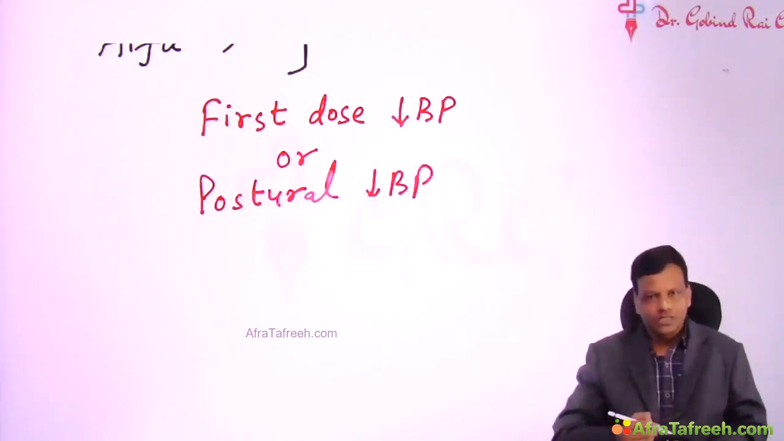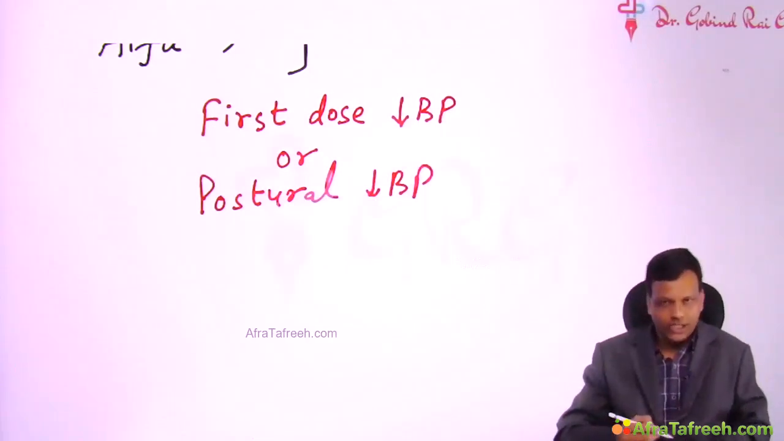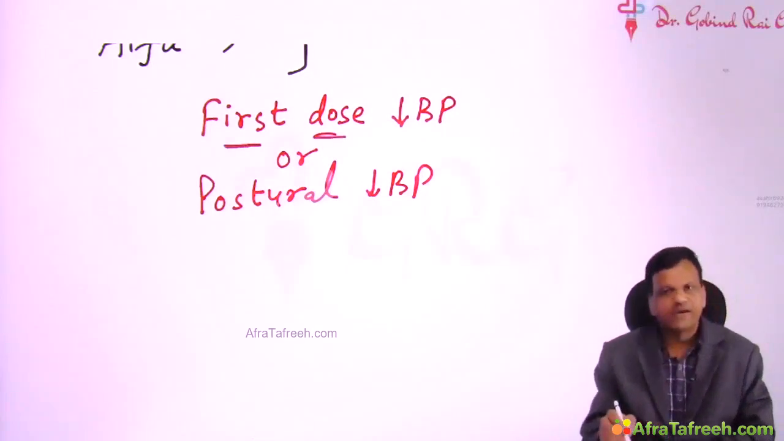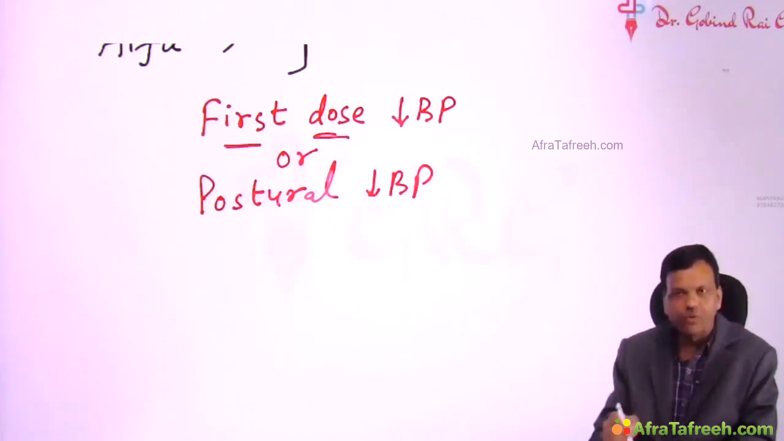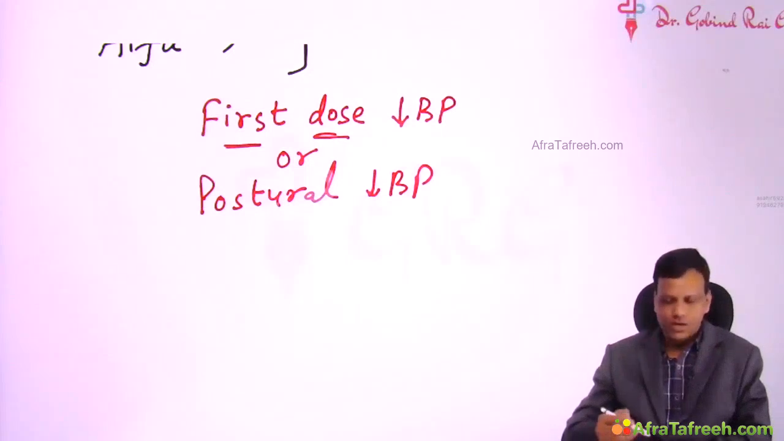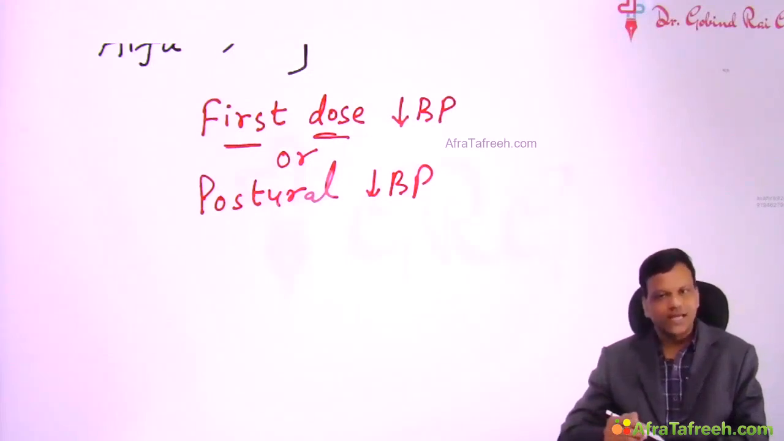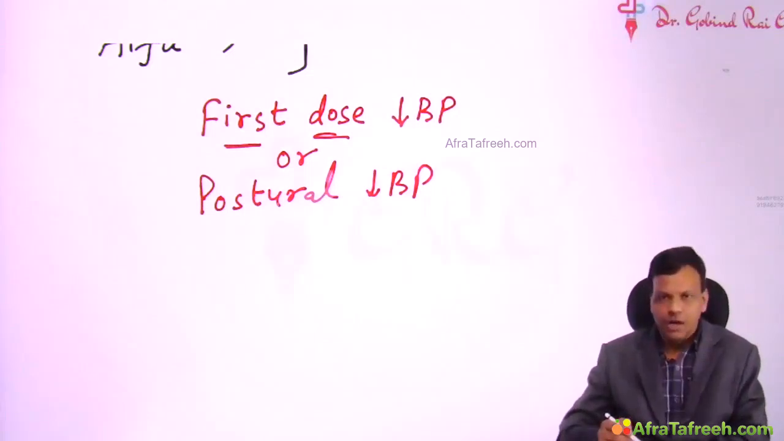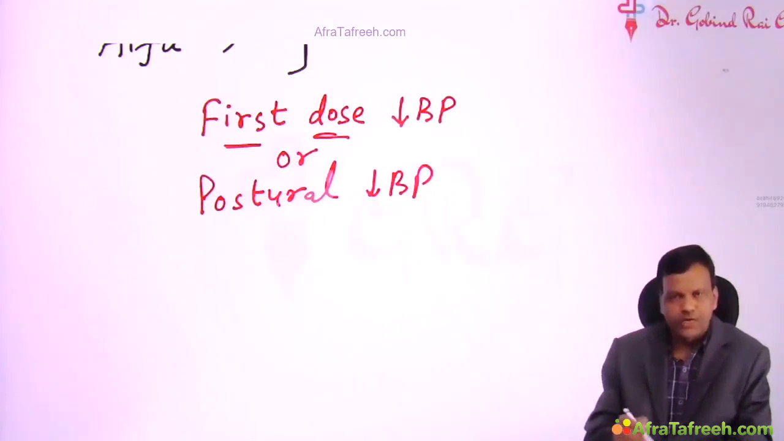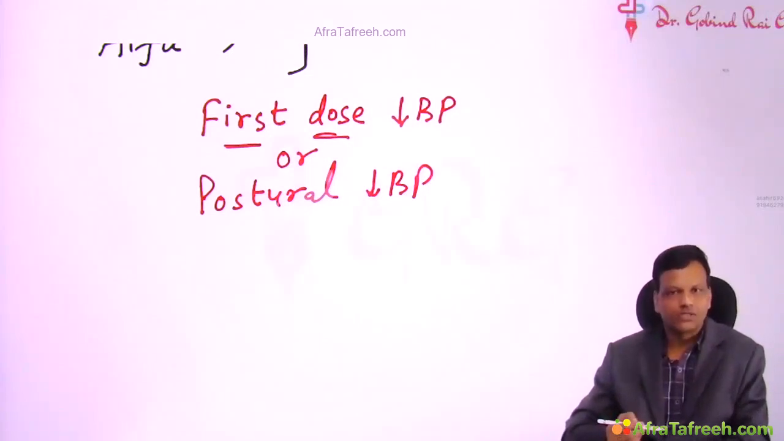So alpha blockers can cause postural hypotension, and it is called first dose hypotension because this side effect is seen only with the first few doses. After that, tolerance will occur to this side effect. As long as the person is lying or sitting, there is no problem. But if the person suddenly stands, the BP will fall. So depending upon the posture, BP falls.